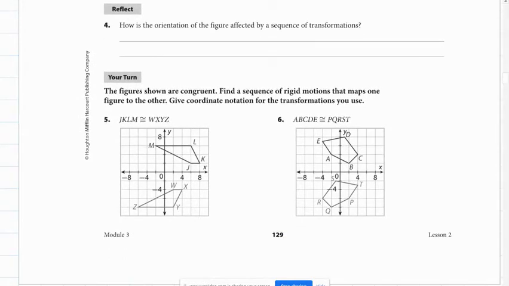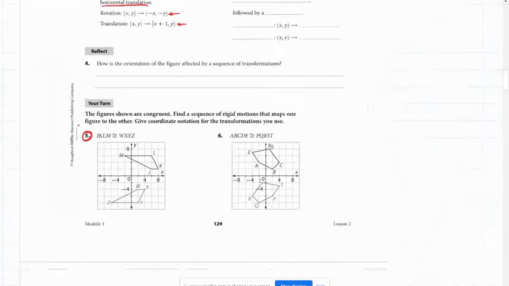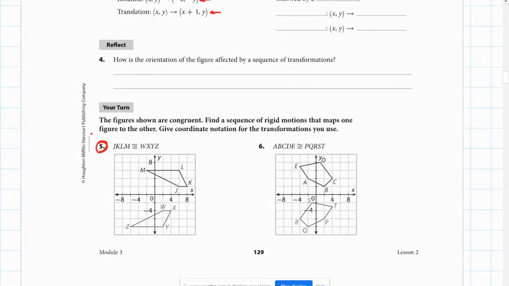And so this time, pause your video and try number 5. You're looking for a sequence of transformations. It could be 2 or 3 different motions that you have to do to get one figure to the other. Or if it's impossible, if you trace it with tracing paper and it's impossible to turn it or flip it or slide it to make one land on top of the other, then maybe they're not congruent. So pause your video and try this one. Press play when you're all done.